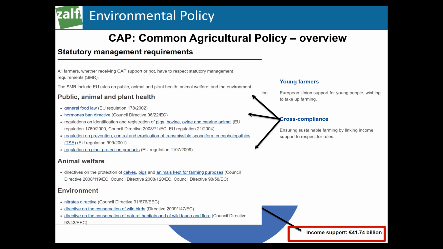If you look at the cross-compliance, what it is, and this is what we had also as a question, these are management requirements on public health and plant health. That means also animal health. That means also hormones, how it is ruled and governed, and diseases, regulations on prevention, control, and eradication of certain diseases, and regulation on animal welfare.